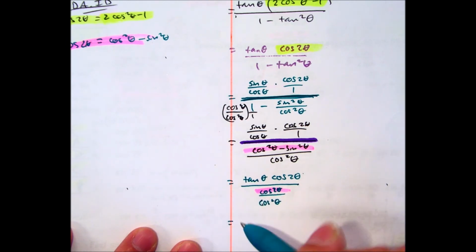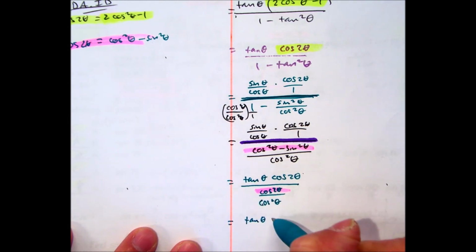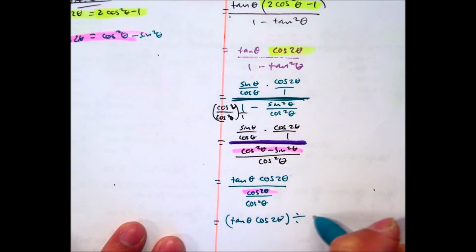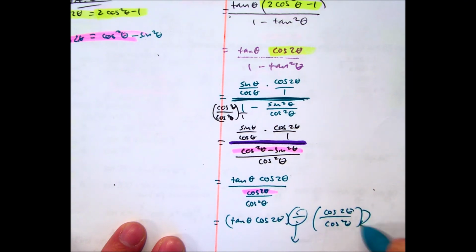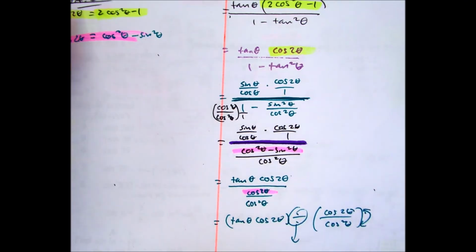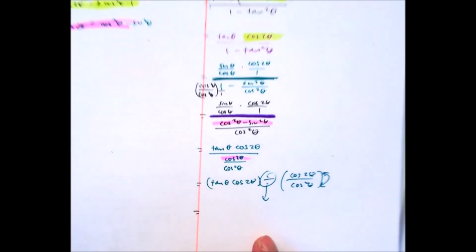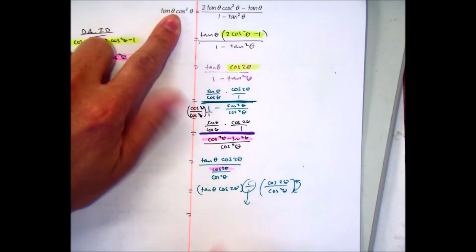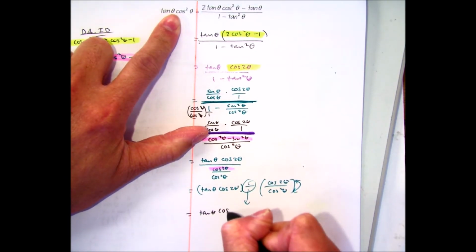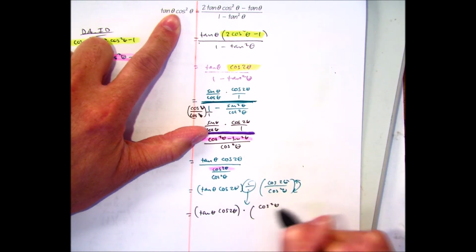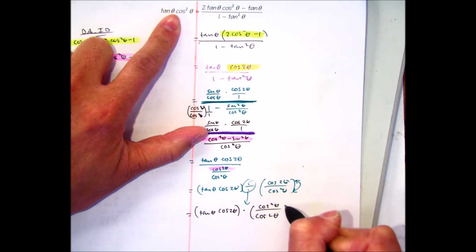Let's go ahead and change that to go sideways. Tangent of theta cosine 2 theta divided by cosine 2 theta over cosine squared theta. Change that to multiplication and then take the reciprocal. As you can see, we're very close because we're trying to get tangent and cosine squared theta by themselves. So I have tangent of theta cosine 2 theta. This turns into multiplication. Take the reciprocal, cosine squared theta over cosine 2 theta.